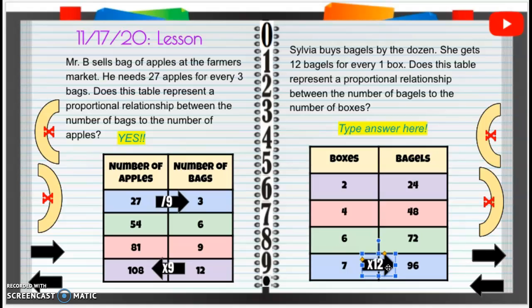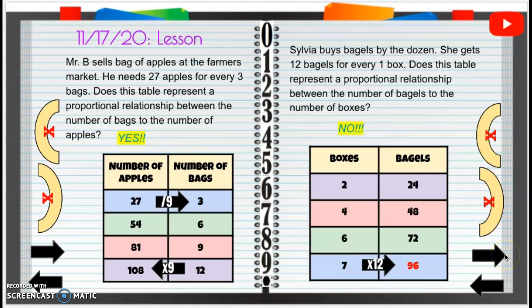That is 84. Is that 84? Uh-oh. That's not 84. That's 96. It should be 84. So this answer is going to be no. It does not work because this 96 is incorrect. It should be an 84.